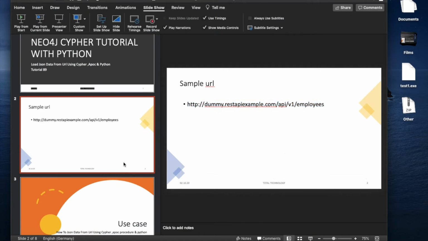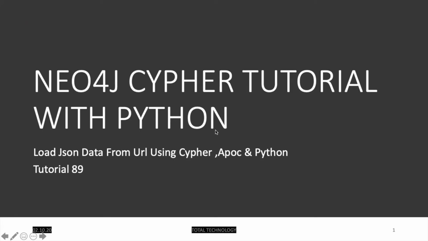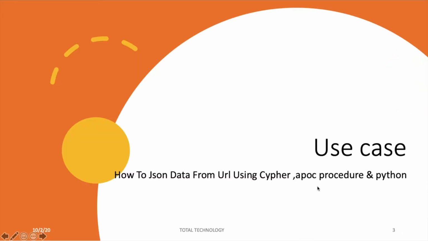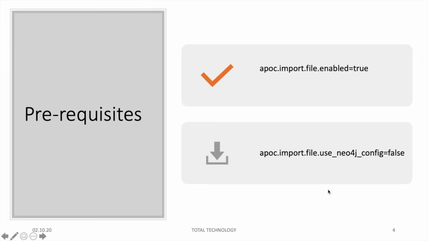The use case is how to load JSON data from URL using Cypher, the Apoc procedure, and Python. These are the two prerequisites you must enable. If someone is watching this tutorial for the first time, it will be kind of complex to understand. So in a nutshell, you have to open your Neo4j browser and go to the settings. In the settings tab you will see multiple lines written. Just copy and paste these two lines, hit apply and OK, and it will ask you to restart the browser.